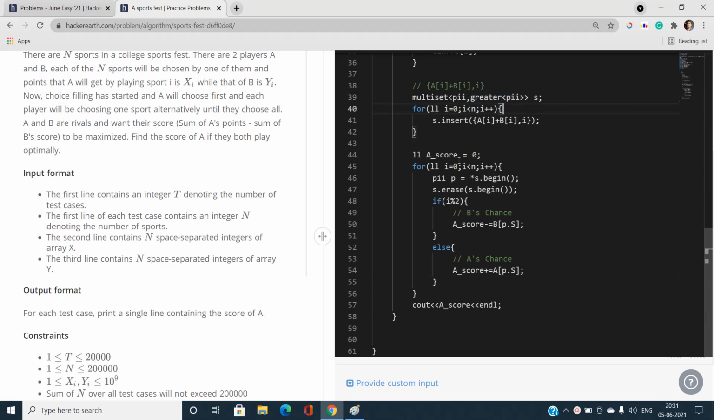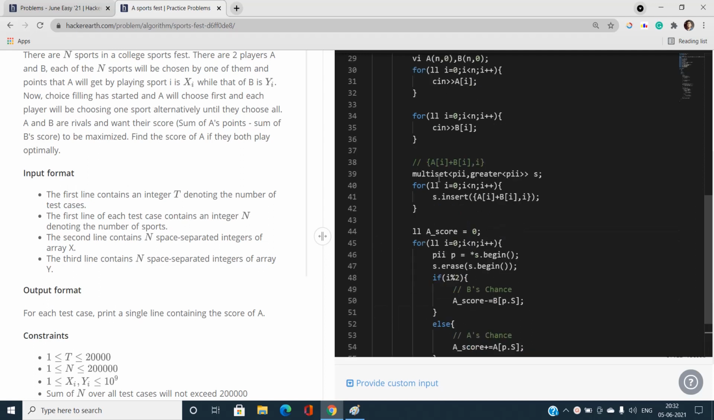So the first element will have the maximum value of ai plus bi, and the corresponding value for this maximum can easily be obtained by tracking the index of that particular element present at the top. So p dot s is going to give me the index, and I will increment my A score with that value. And when i modulus 2 is exactly equal to 1, it is B's chance, so I will decrement my A score with B's value at the index p dot s. p dot s is basically the topmost index present in this multiset. Finally, print this A score.